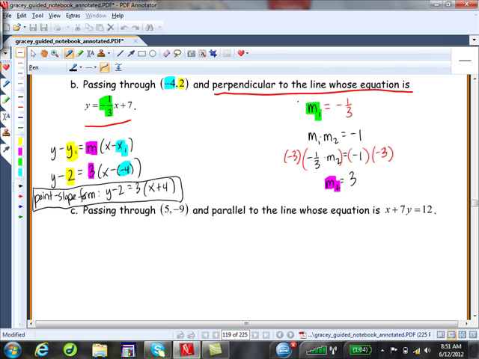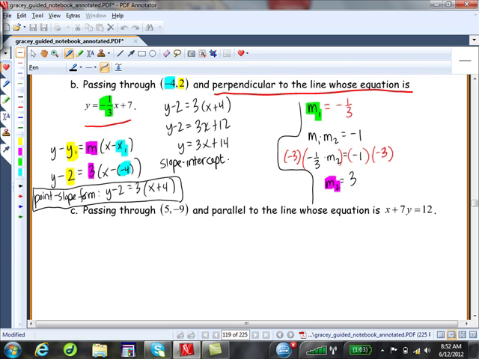Okay, now on to the slope-intercept form. So here, let's take our initial y minus 2 is equal to 3 times quantity x plus 4. I need to distribute the 3 throughout, and I'll get 3x plus 12. And then if I add 2 to both sides, I'll get 3x plus 14. So the slope-intercept form is y equals 3x plus 14.